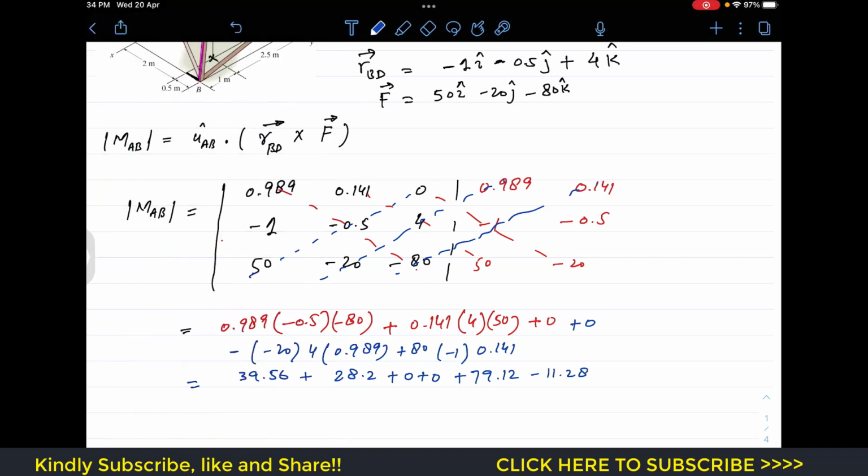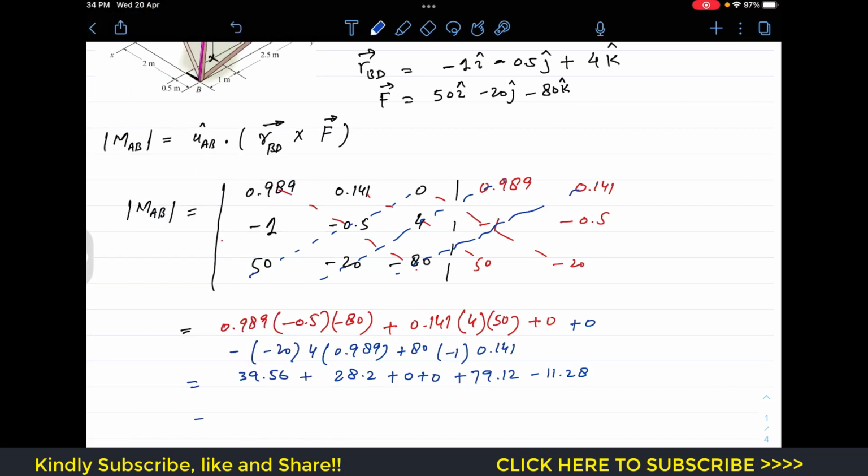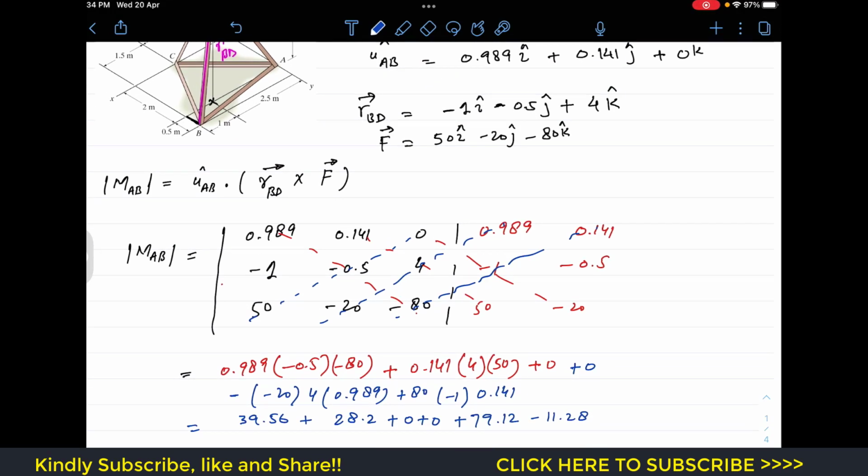Now we have to add up all these. So the first term is 39.56 plus 28.2 plus 79.12 and minus 11.28. So this gives us 135.6 Newton meter, or we can say that this is approximately 136 Newton meter. So the moment of that force F about the AB line is equal to 136 Newton meter.